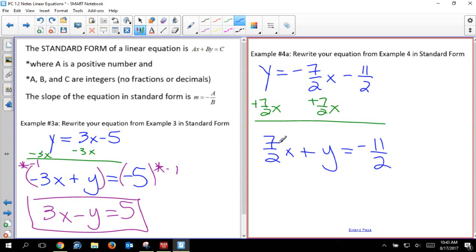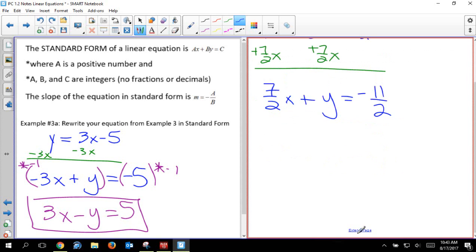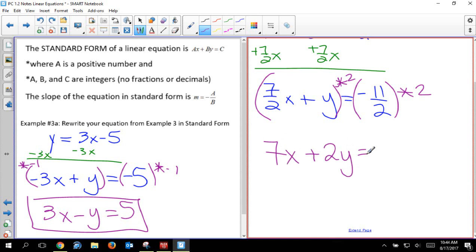Since fractions are like dividing, you can think, well, this is dividing by 2. How do I cancel out division? Multiply by 2, both sides, everything. So that will give me 7x, because that's going to cancel out the 2, plus 2y equals, over here, cancel out the 2, negative 11. And then we have it in standard form.